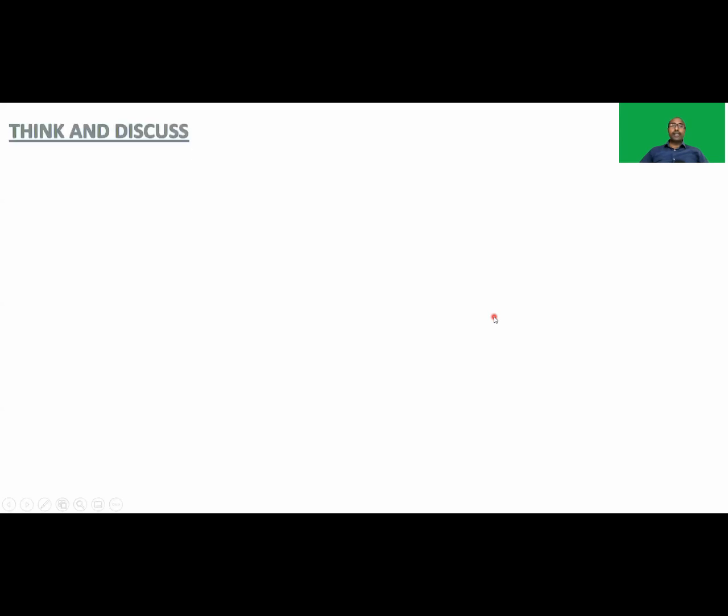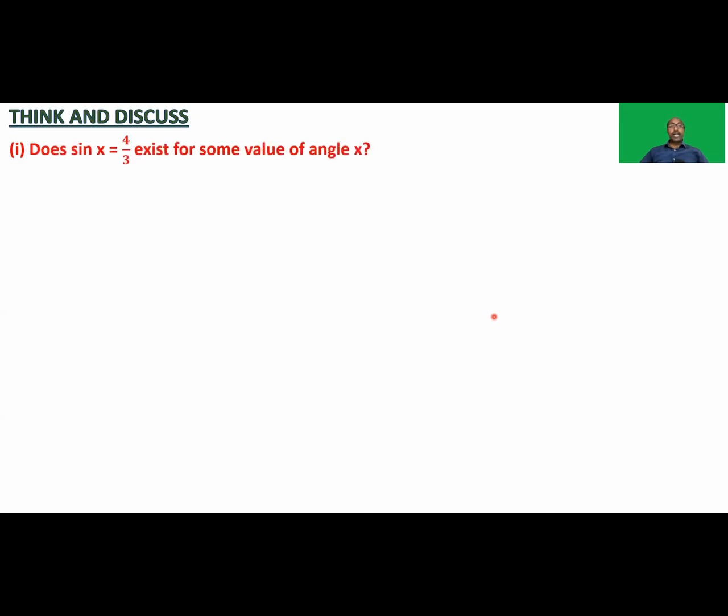Students, now let's solve the problems under the title Think and Discuss. Does sin x is equal to 4 by 3 exist for some value of angle x? Observe the question carefully. Do you think so? Let us see. We know sin x is equal to opposite side to angle x by hypotenuse, isn't it?